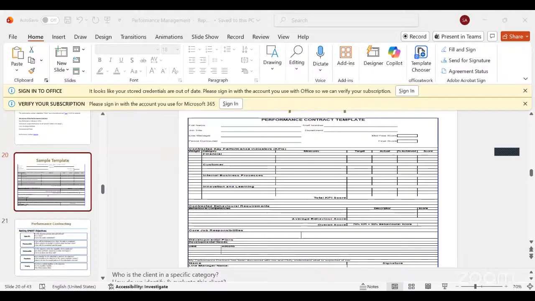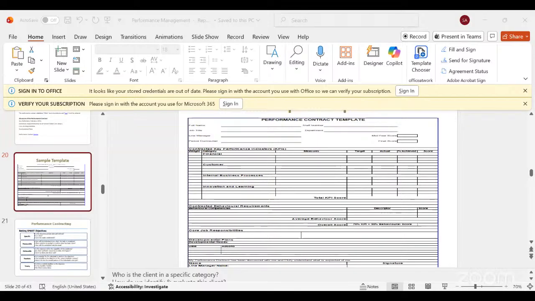Under the financial perspective, this person is an administrative officer at the Career Services Center, and under the financial perspective, the indicator is budget utilization efficiency. The target for that is 95%.